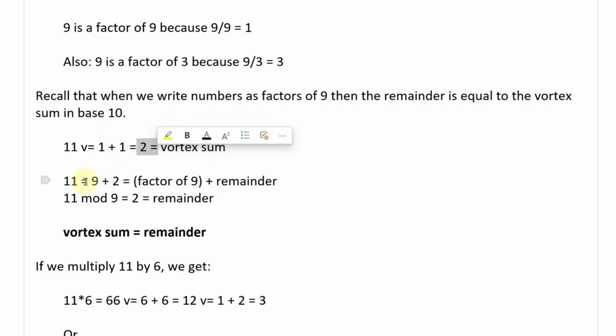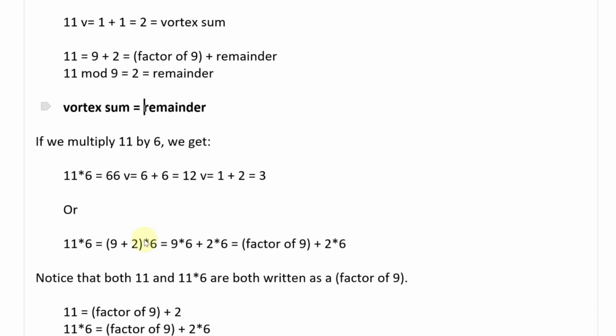Now let's go further. If we have 11, you could also write this as a factor of 9: 11 equals 9 plus 2, which is a factor of 9 plus a remainder. 11 mod 9 is just a remainder formula, a calculation algorithm that you can use to quickly calculate the remainder, and it equals 2, which is the remainder. And the vortex sum equals the remainder, which is quite fascinating in and of itself.